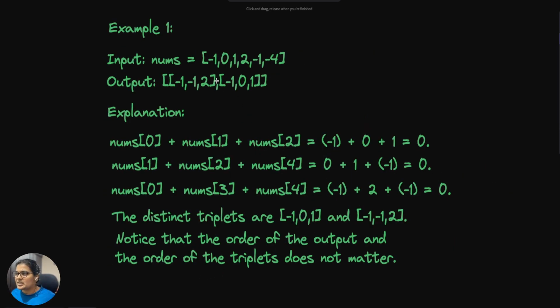Here, let's say this is the given input array. We have to find three numbers such that the sum is 0. One such set is -1, -1, 2. The other such set is -1, 0, 1. Clearly, the sum of them is 0. And these are distinct triplets. We should not repeat any of them again.